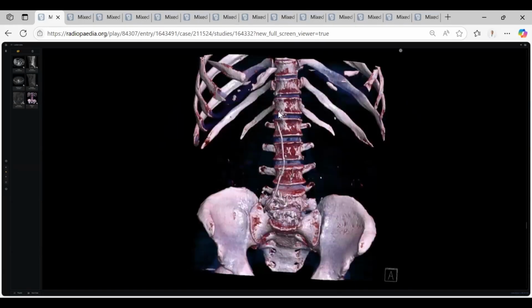What is this? A stent, sir. Yes, missed stent. Thank you, doctor, so much.